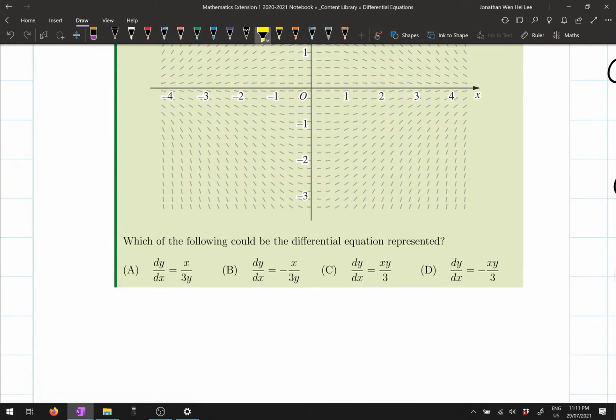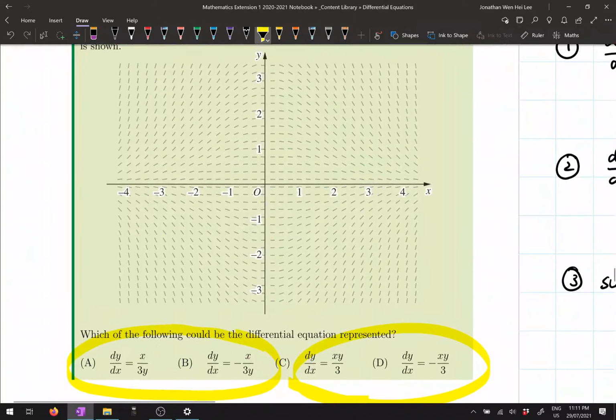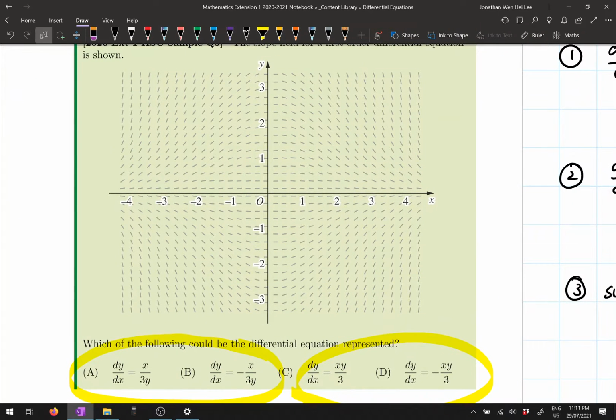If you have a look at the first two, you've got x being divided by 3y, but for the other two you've got x being multiplied by 3y. So let's apply these steps and have a look at what's happening on my slope field. There are a few things that I immediately start to notice. When we get closer and closer to the x-axis, we get closer and closer to a horizontal gradient.